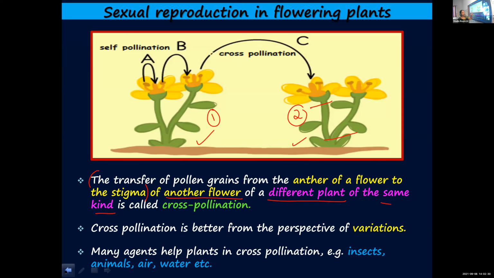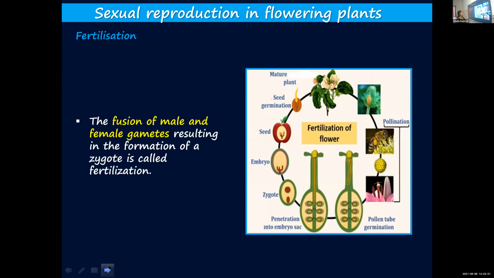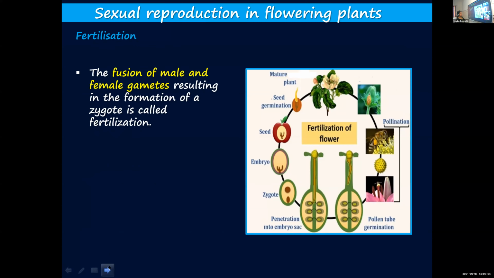Was that Hadidi who asked me? Who had that doubt? Okay, is it clear now? Yes, ma'am. So in cross-pollination, two different plants are involved, whereas in self-pollination, only one plant is involved. So when you compare, cross-pollination promotes more variations. Okay, children, now I'll proceed to the next one, that is fertilization. Already Bhadra said it's a fusion of male and female gametes to form a zygote.